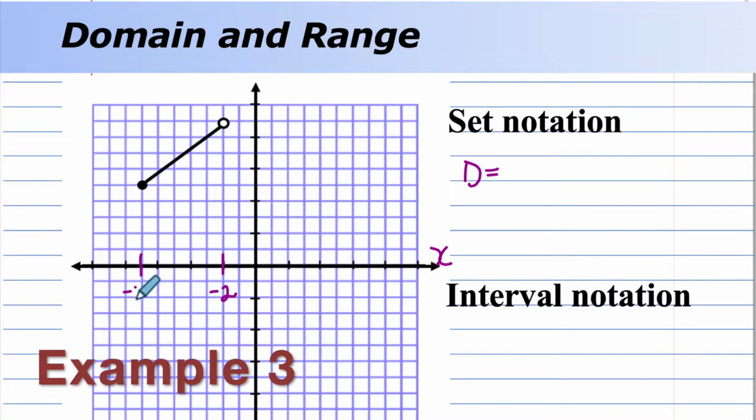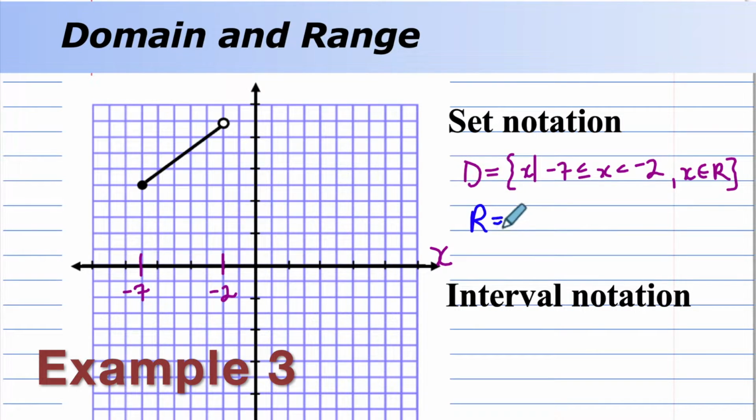-2, -7. The x's go from -7 to -2. We write squiggly brackets. X is such that -7 to -2. All of the x's are between those values. -7 is included and -2 is not. Comma, x is an element of the reals.